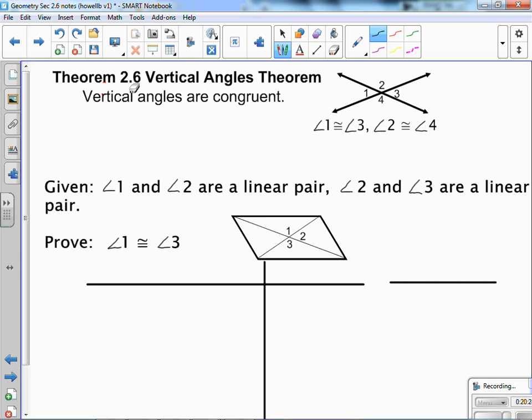Next rule, theorem 2.6, the vertical angles theorem, also a piece of information we learned a little earlier. It says if we have a set of vertical angles, then they're going to be congruent. So vertical angles go straight across from each other at an intersection. 2 and 4, 1 and 3. So 1 and 3 being vertical angles, we know they're going to be congruent. 2 and 4 being vertical angles, we know they're going to be congruent.